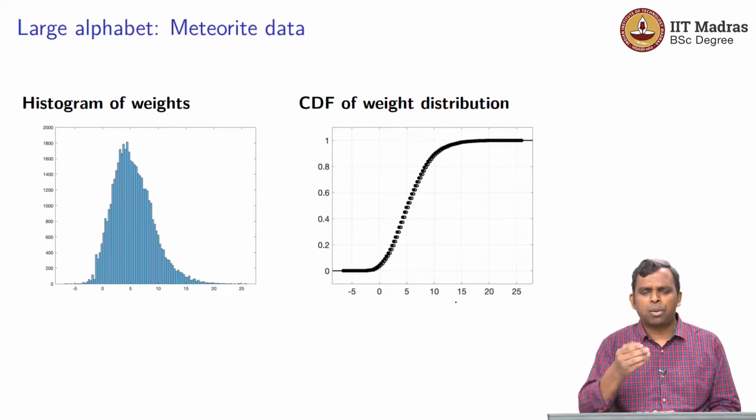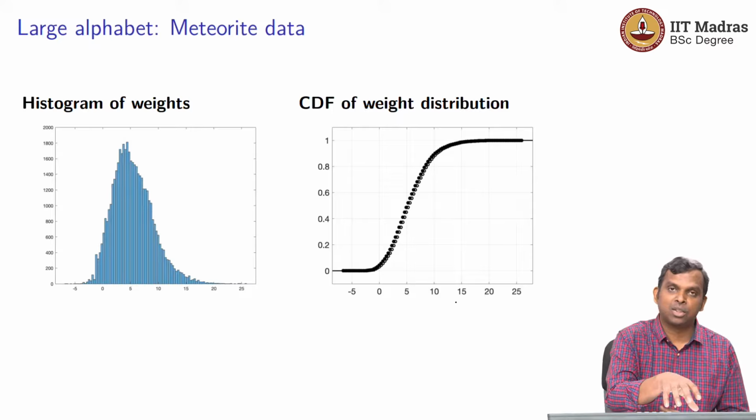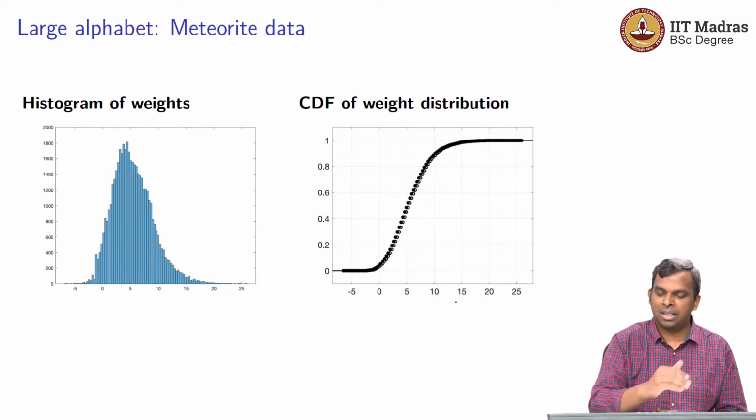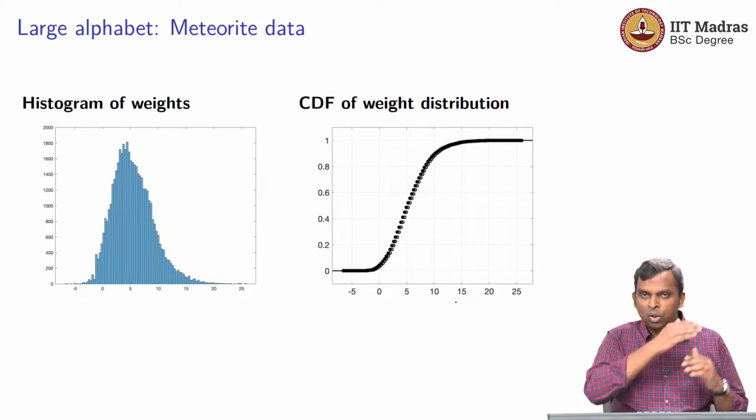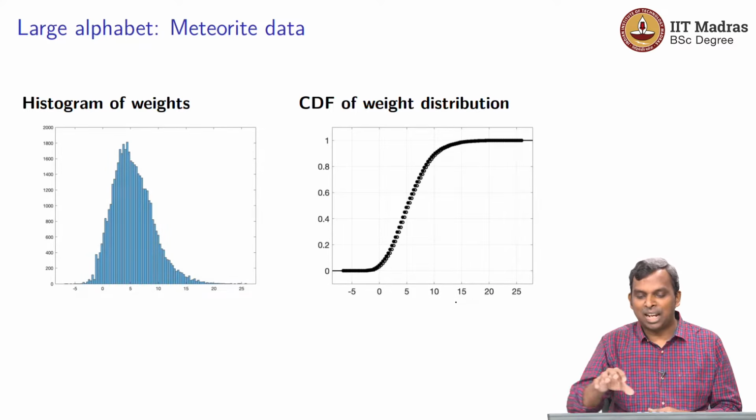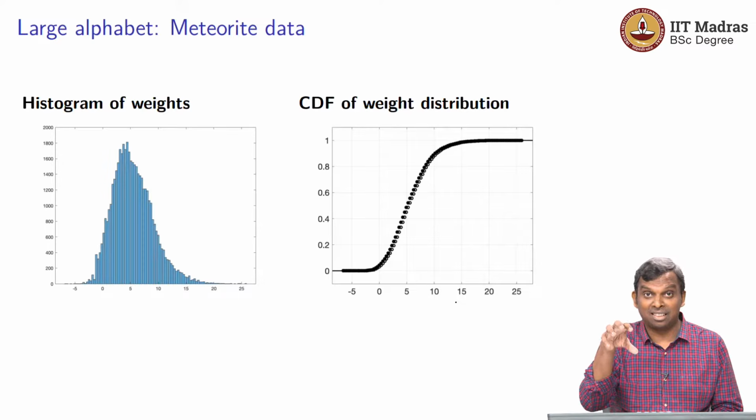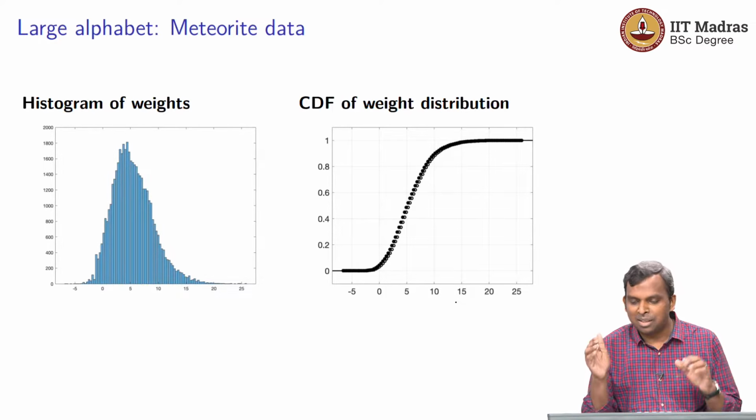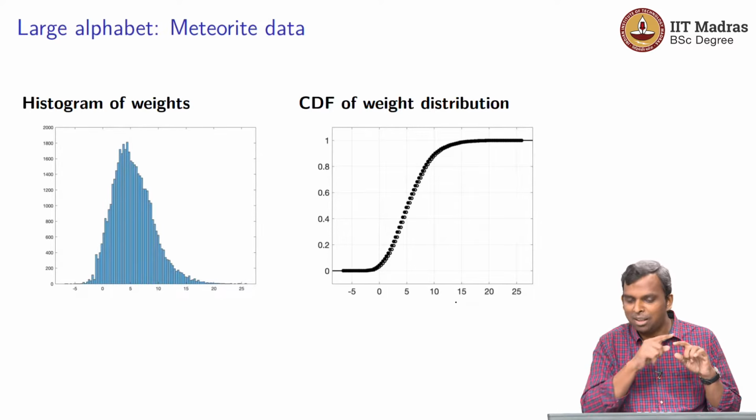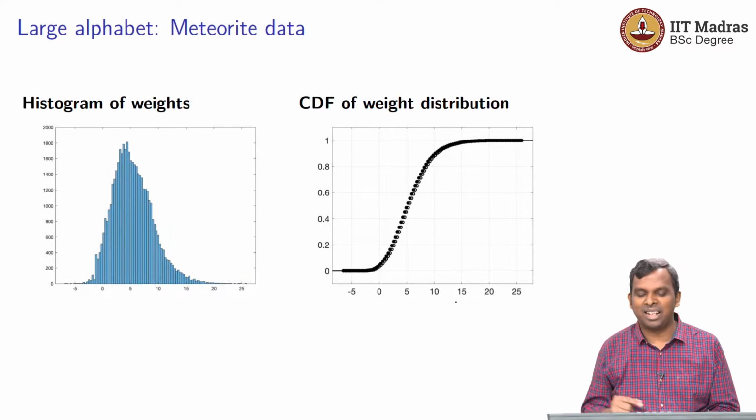You can also do a similar plot for the meteorite data. You can convert this histogram into a PMF and then draw the CDF of the meteorite data. And here again you see, from minus 5 to 25, look at this nice smooth shape. This is actually a discrete PMF converted into a CDF. I'm doing small steps, but since the steps have become so small, they just look like one continuous nice line, okay?